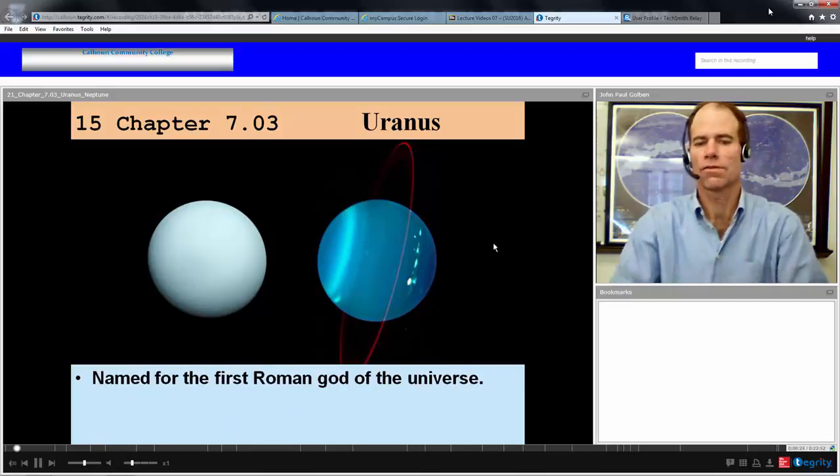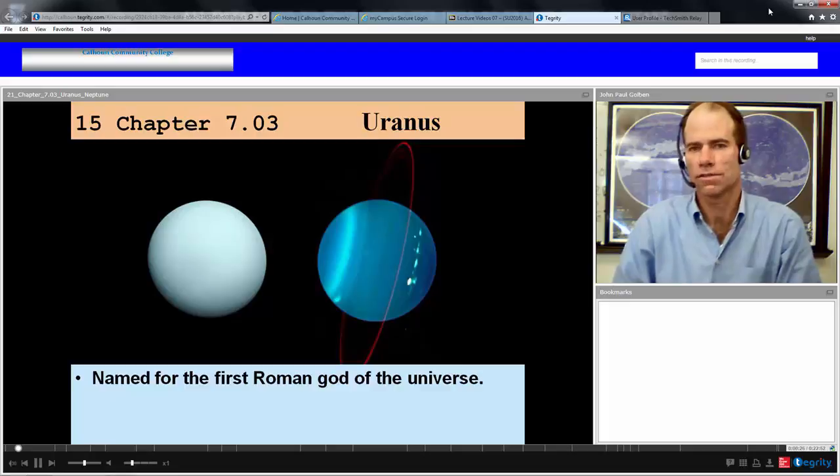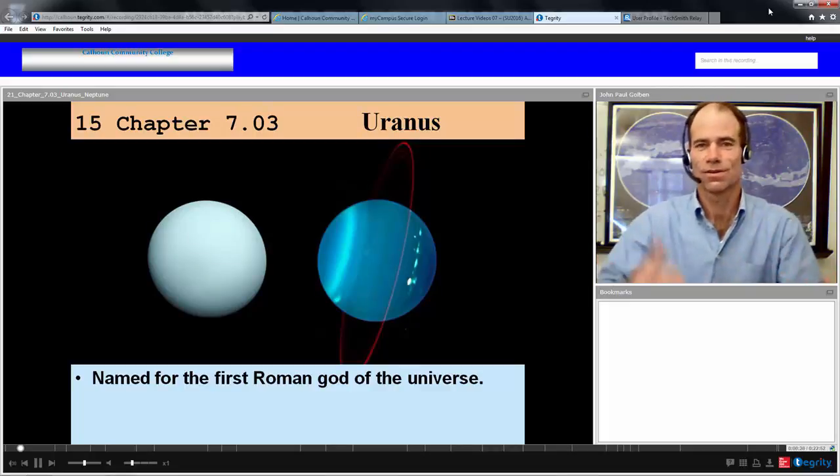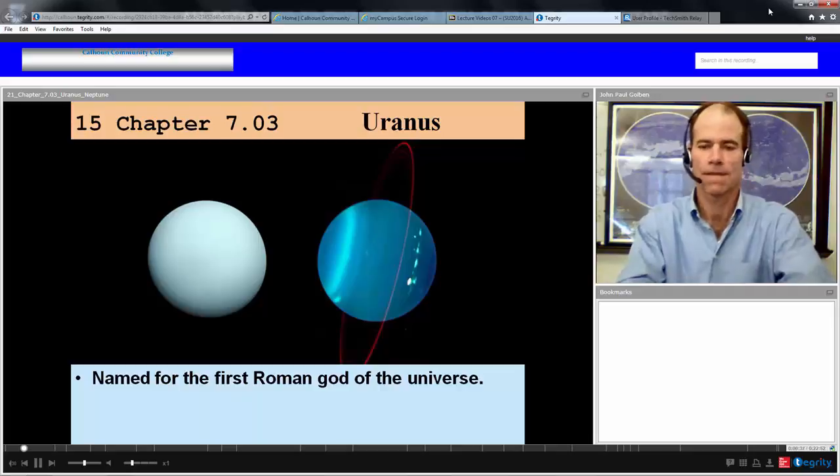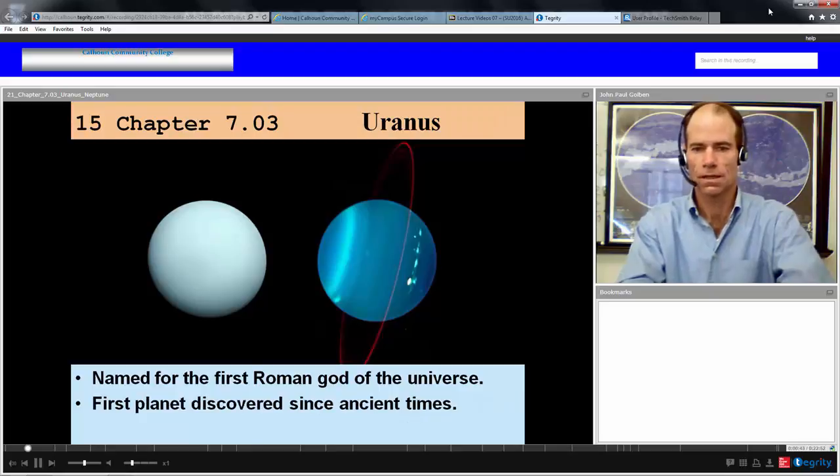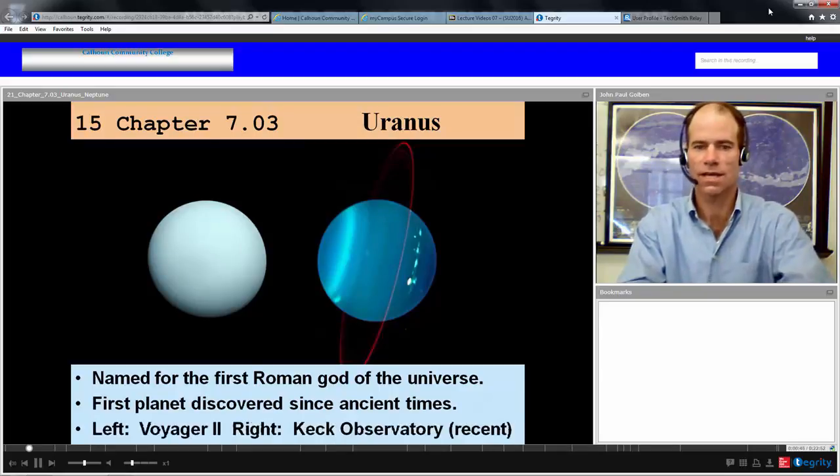Uranus was named for the first Roman god of the universe, the father of Kronos, or Saturn. So here's the first father of the universe, and Saturn coming next, and then Jupiter. After that, Zeus in the Greek mythology. It's the first planet discovered since ancient times.